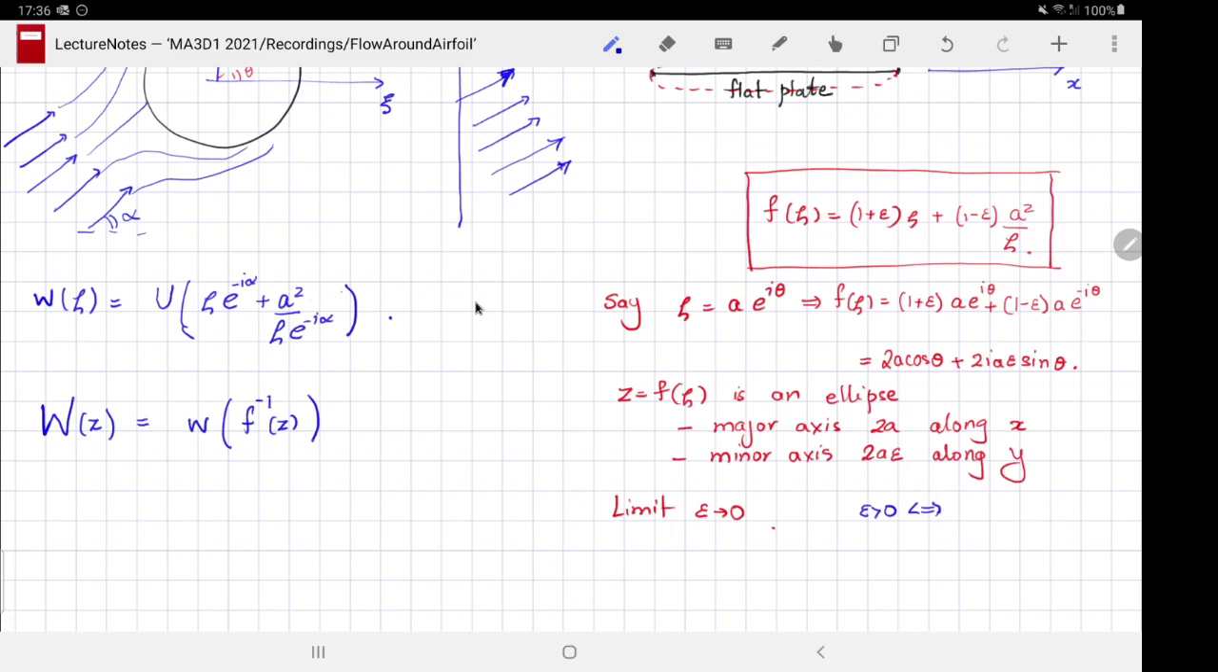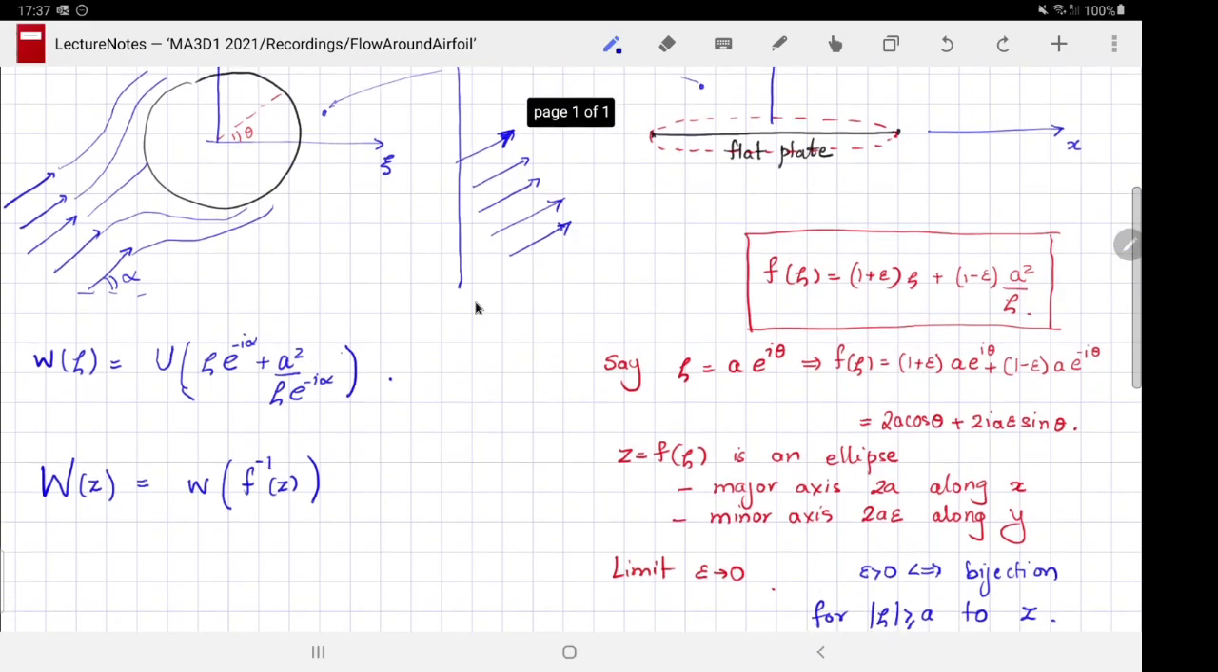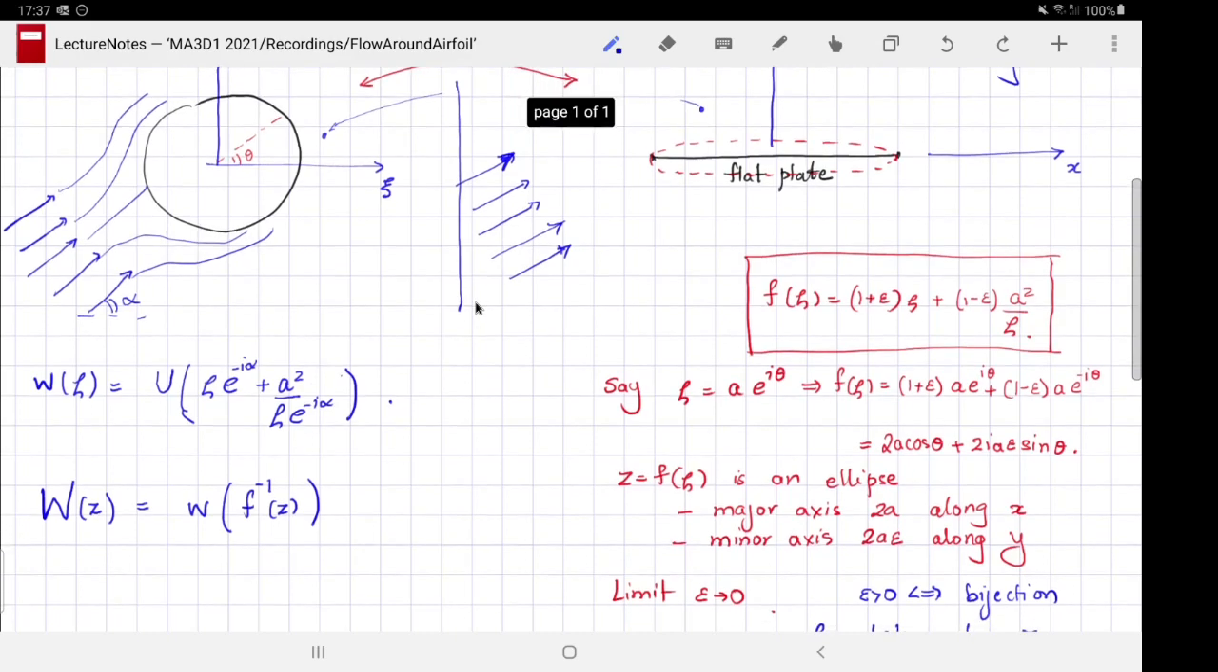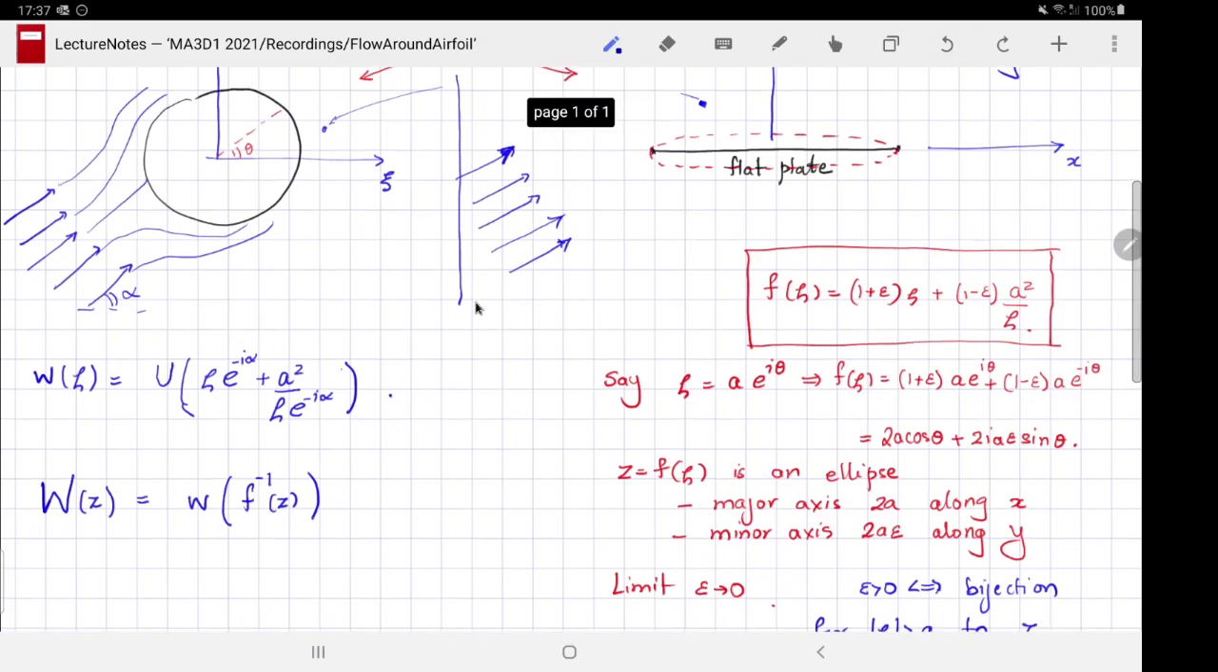it's a bijection for just the region outside the circle in the zeta plane to the z plane, with the points on the surface of that circle going to the flat plate. And because it's a bijection, now we can find a unique inverse, and then the value of the potential you assign to any point depends on the map. You find the corresponding point in the zeta plane and find the potential for that point according to flow around the circle, and that's it.